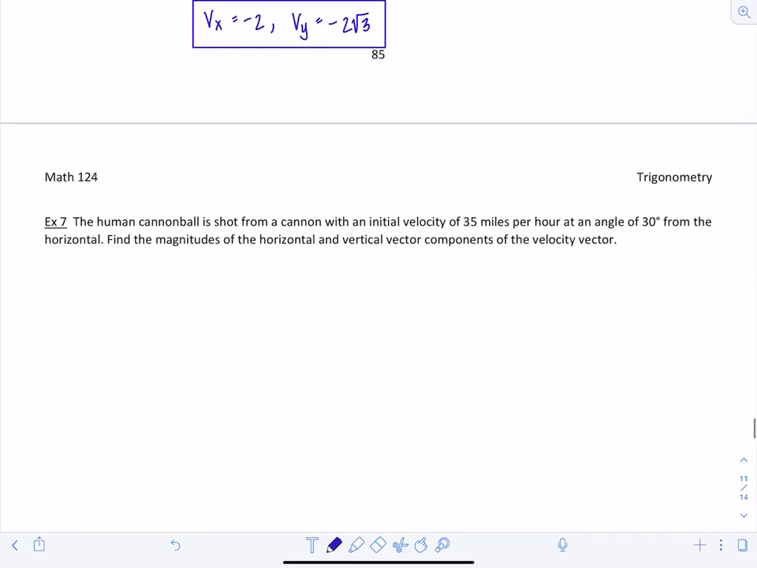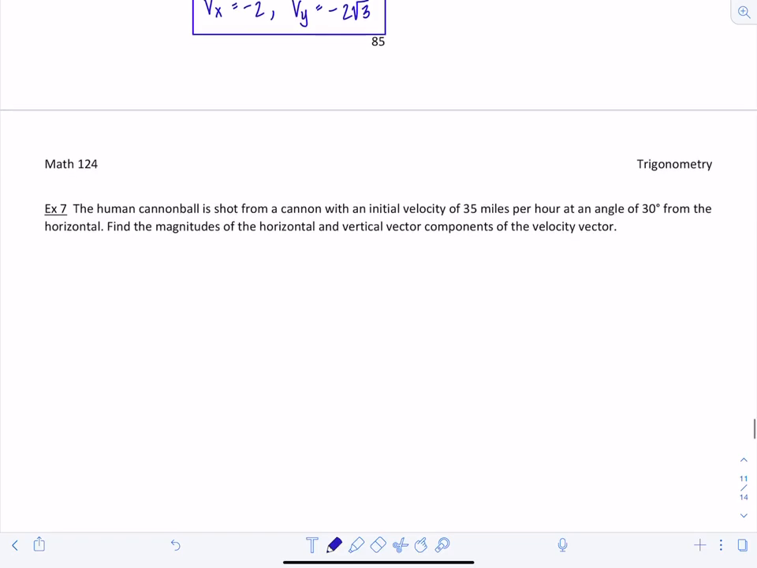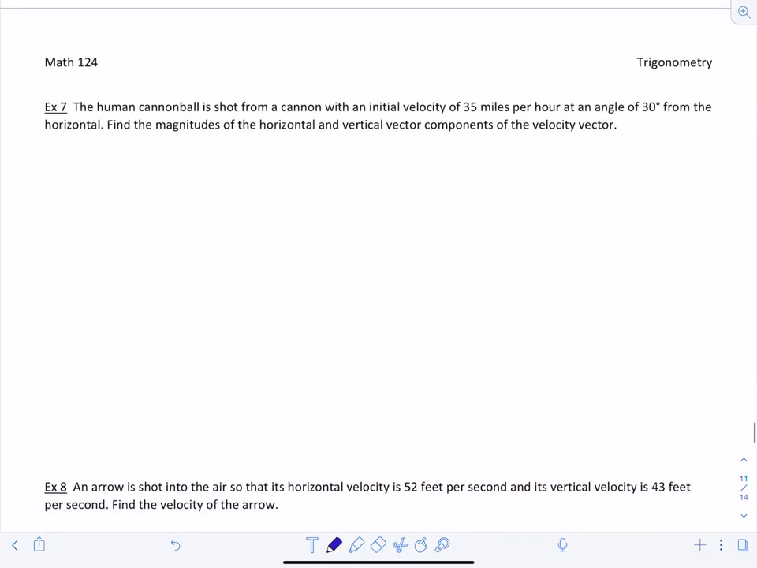So a human cannonball, of course that's what we're doing, a shot from a cannon with an initial velocity of 35 miles per hour at an angle of 30 degrees from the horizontal. Find the magnitude of the horizontal and vertical vector components of the velocity vector. So this is something to keep in mind, especially if you study more math and physics later on. Velocity is a vector, acceleration is a vector.